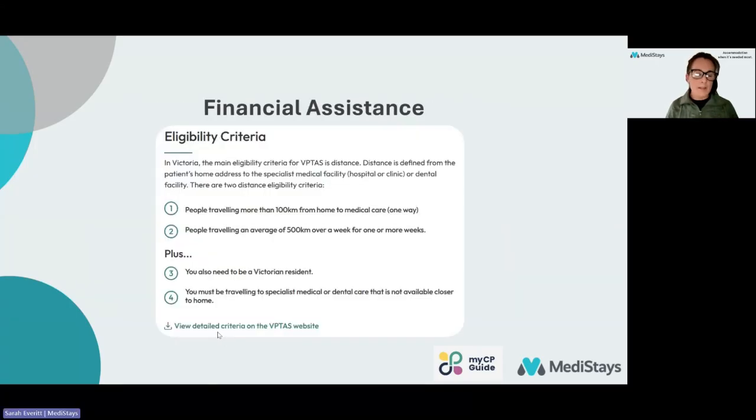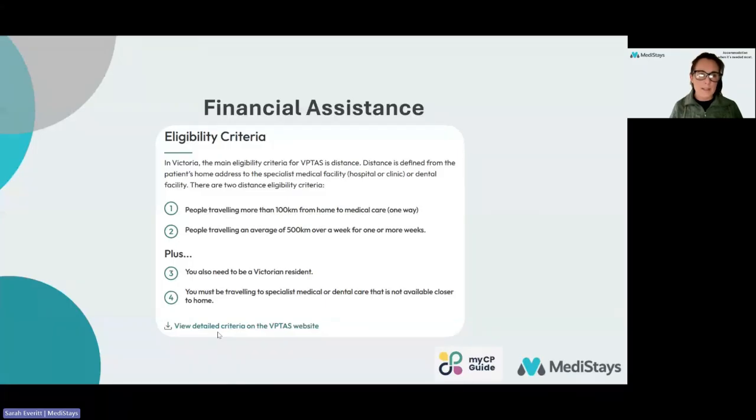In terms of eligibility, each state and territory has very different rules. In Victoria, the minimum distance on Google Maps is 100 kilometres from your home to the hospital. States like Queensland, the distance is 50 kilometres. So again, you just need to be across the different eligibility.